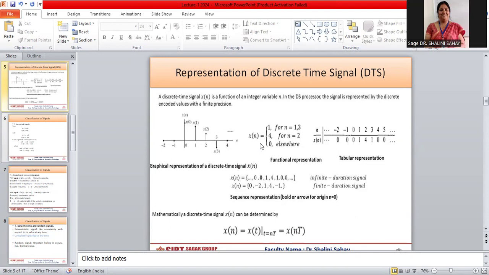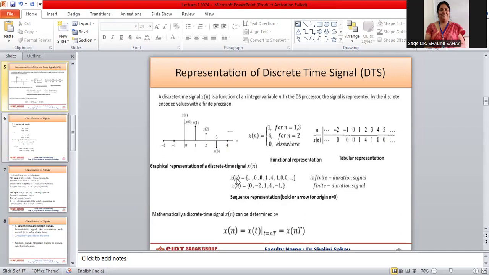This is another representation of the discrete time signal, known as the functional representation, where x[n] is equal to 1 for n equal to 1 and 3, it will have the value of 4 for n equal to 2, and it is 0 elsewhere. This is the third type of representation, the tabular representation, where we represent n, the discrete time, and its value at different time instants.